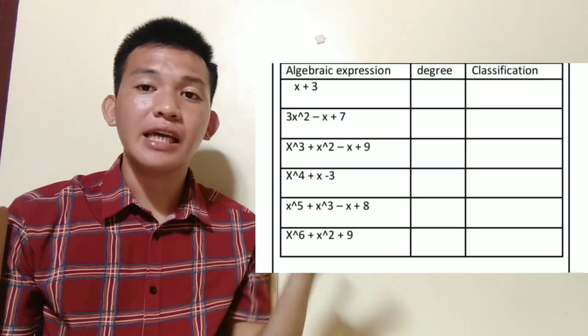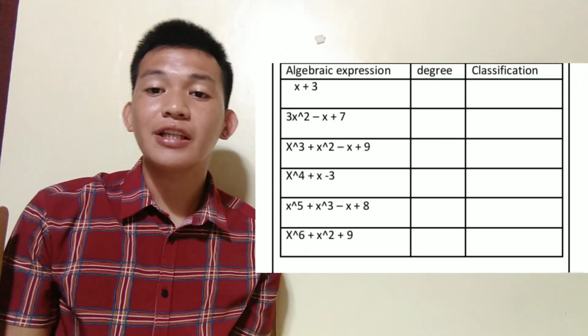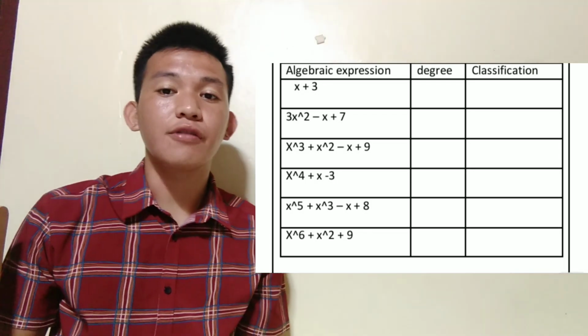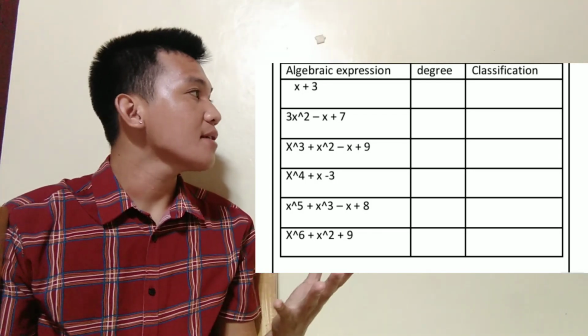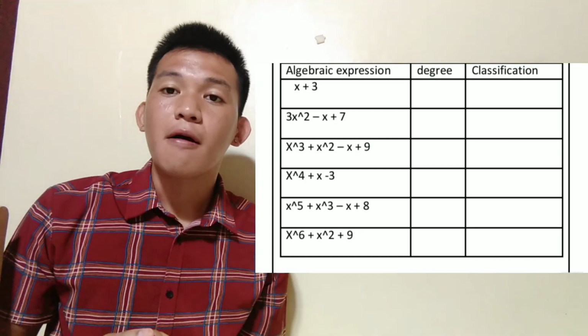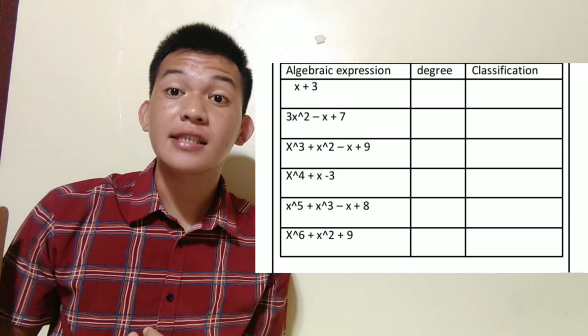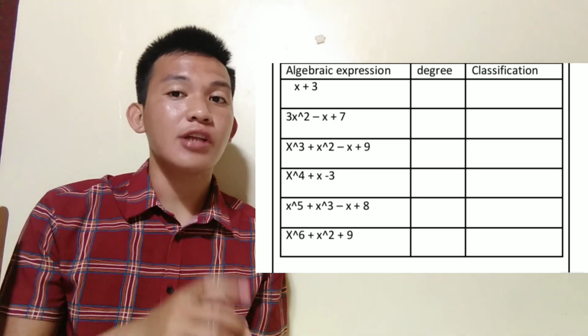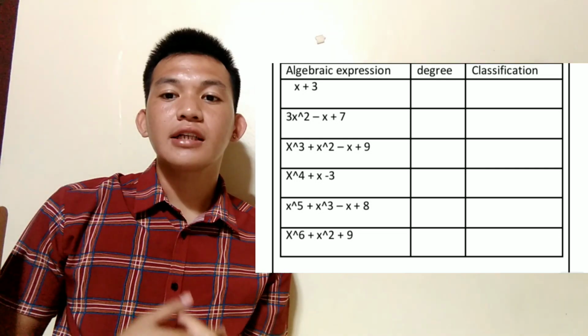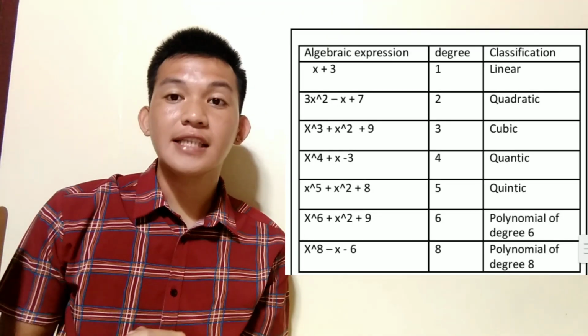Algebraic expressions are classified according to the highest possible exponent, or degree. I have here also a table that will help you to identify the degree and its classification. The first one is x plus 3. What is the degree? What is the highest exponent? It's 1, there is an imaginary exponent 1. And what is the classification? The classification for degree 1 is linear.